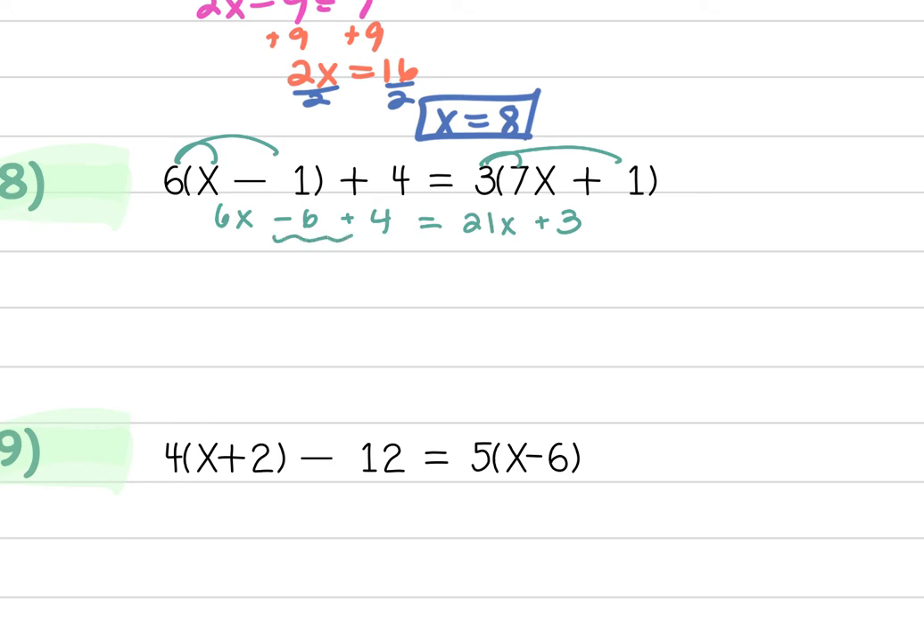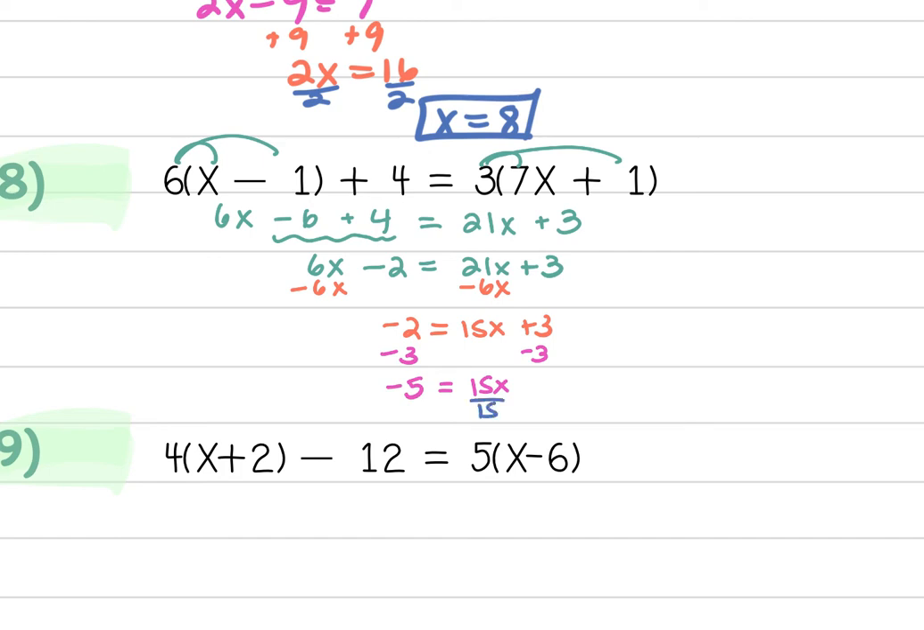I want to combine the like terms on the left-hand side before I move anything from right to left. So I'm going to go 6x minus 2 equals 21x plus 3. Now I can subtract the 6x. Negative 2 equals 15x plus 3. Subtract the 3. 15x equals negative 5.